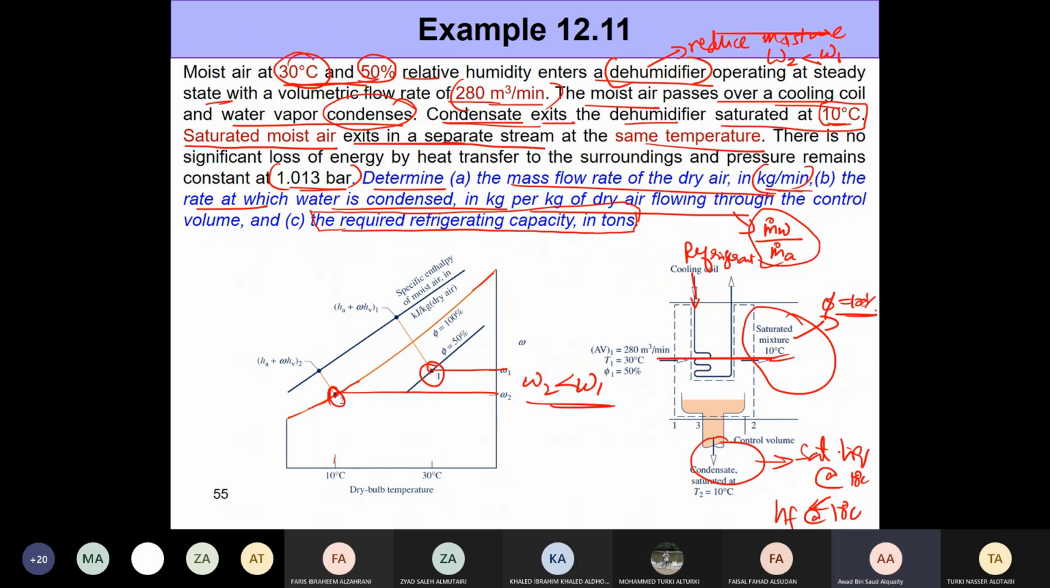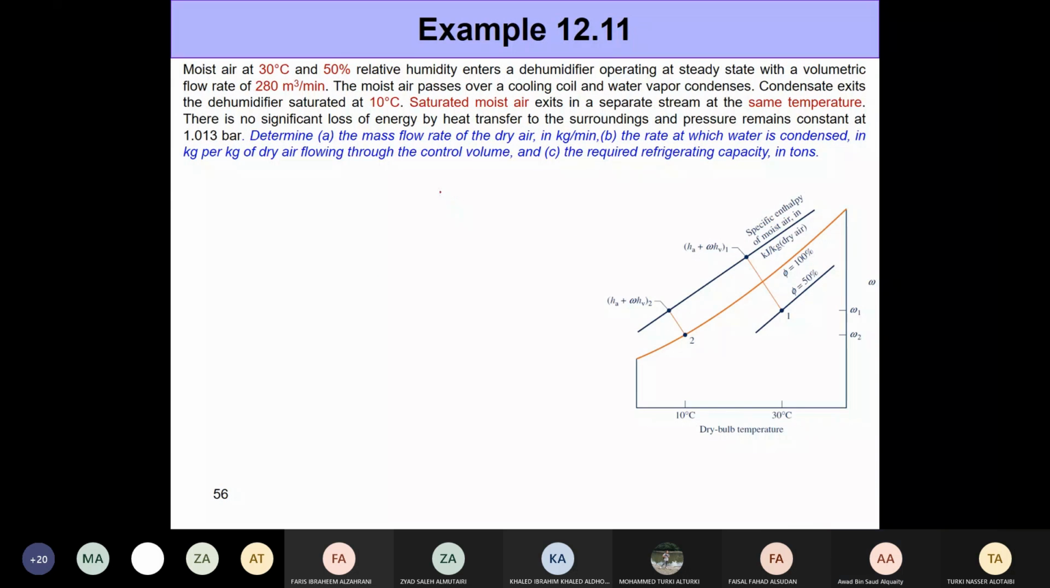All right, so now let's start solving this problem. Let's start with part A, the mass flow rate of dry air. Any suggestions? How do we calculate the mass flow rate of dry air? We have been provided the volume flow rate.